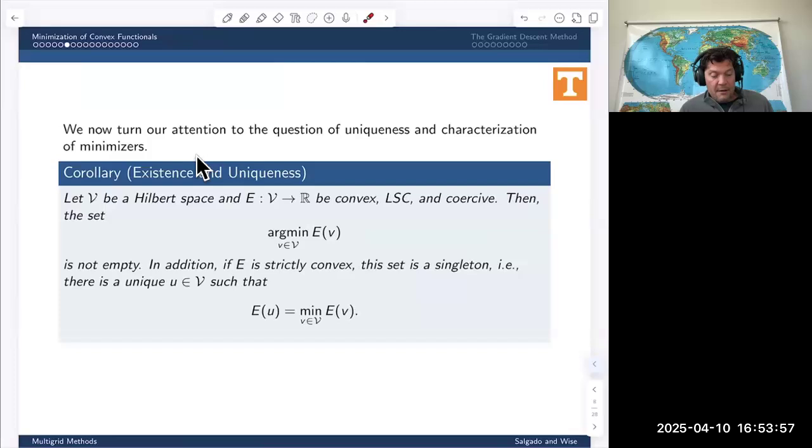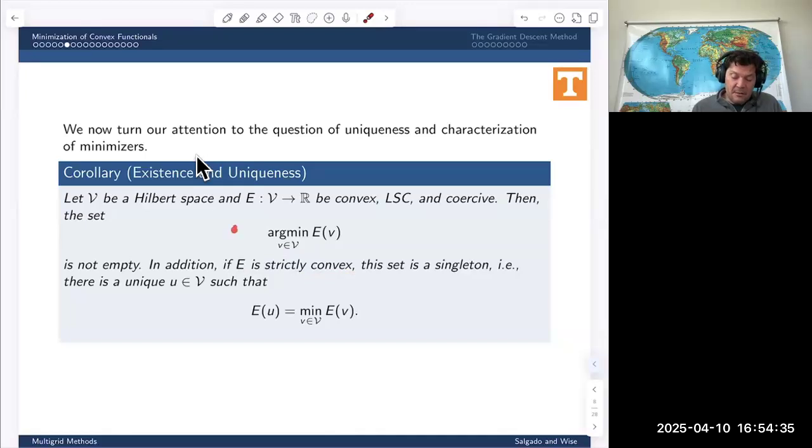All right. Now, we're going to turn our attention to uniqueness next. So let V, again, be a Hilbert space. If we know that, again, E is convex, lower semi-continuous, and coercive, then this set is non-empty. Furthermore, if we know that E is strictly convex, then, and that, by the way, is by the previous result. The previous result says that this is non-empty. But if we know additionally that E is strictly convex, then there's only one element in that set.